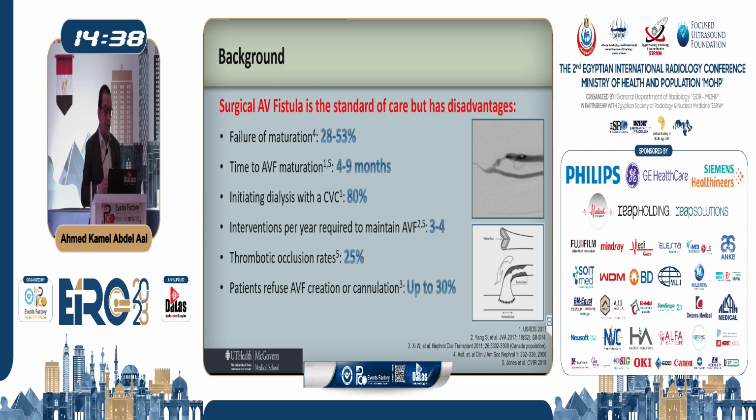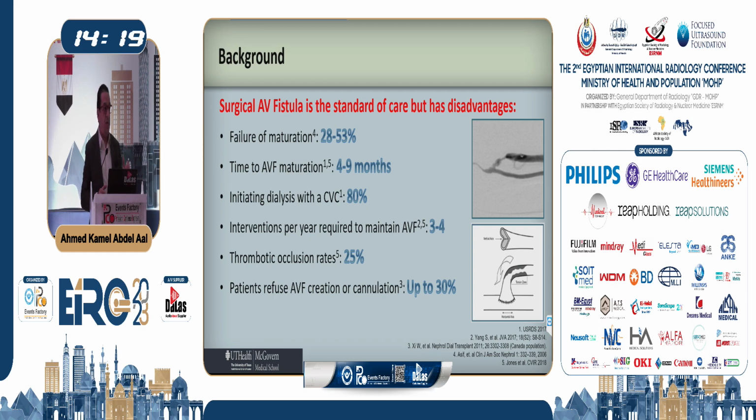So surgical AV fistula is the standard of care. However, it has lots of problems, and it depends where you read from. These are the numbers that are available. Failure of maturation is up to 50%. So you create a fistula, but it doesn't mature. How useful is this? It's not useful at all. Time to maturation sometimes takes 9 months. Again, depending on where you read from, 4 to 9 months.